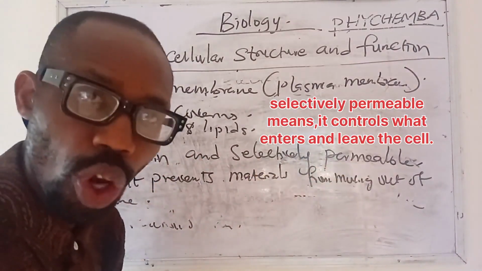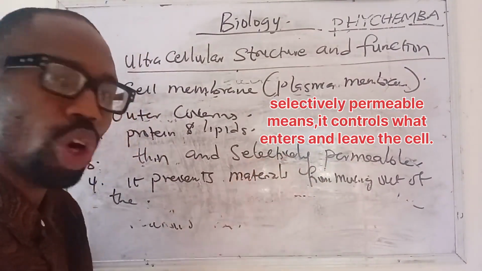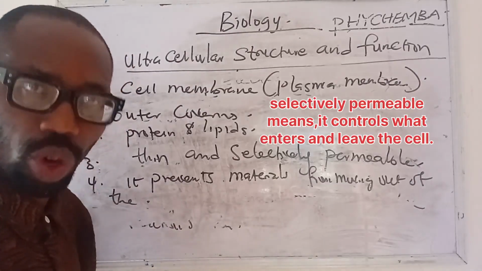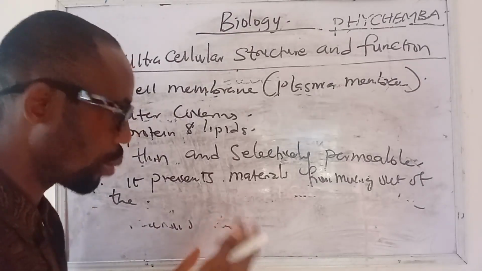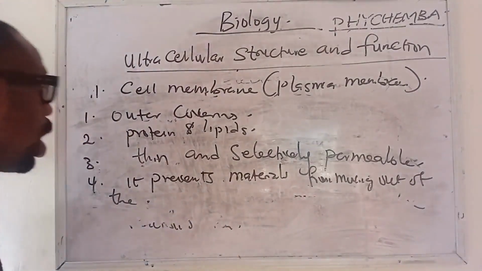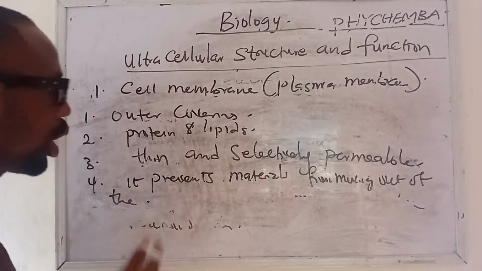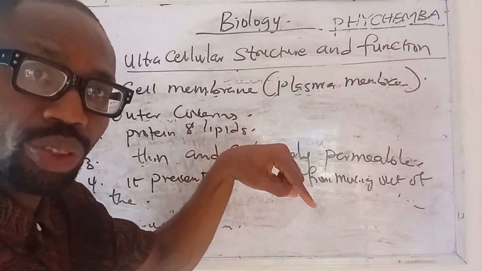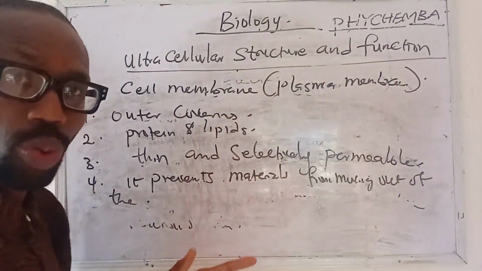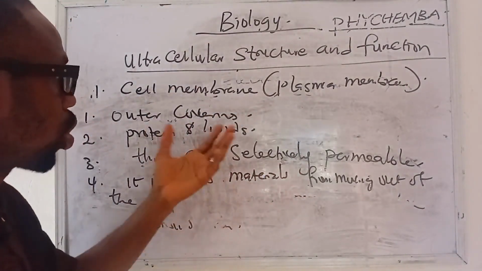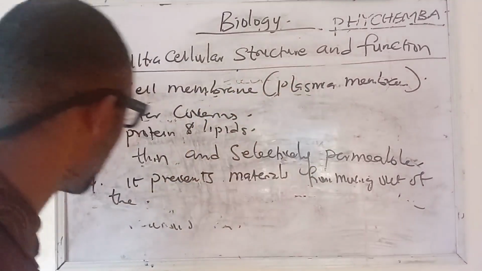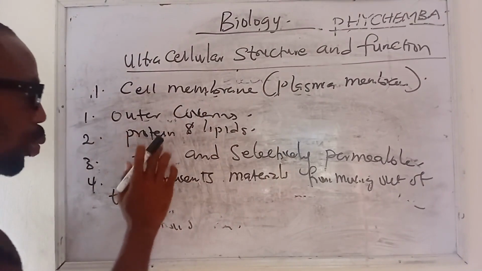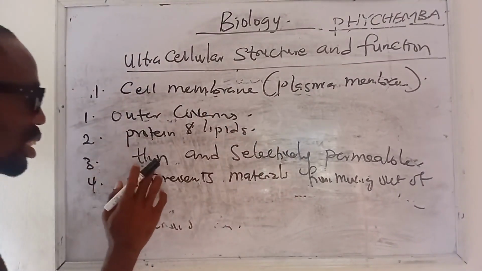Permeable to what? To ions. Water. Ions dissolved in water. Permeable to different substances that are going to be useful to the cell. I've told you earlier that in plants this membrane is covered by the cell wall. So it is called the cell membrane or the plasma membrane. It is an outer covering, it contains protein and lipid, and it is thin and selectively permeable.